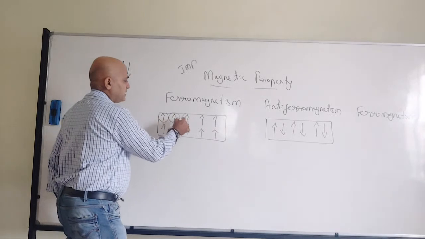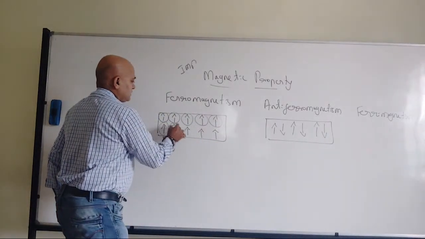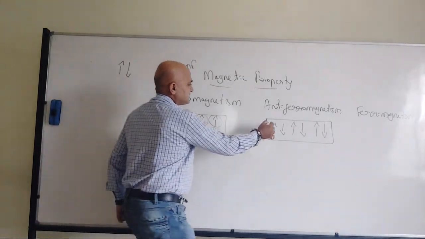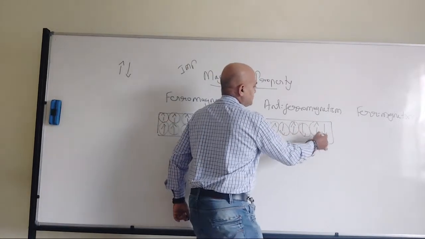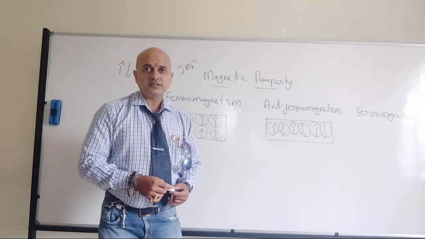So better I will make it as a circle. So that's where, when it comes to antiferromagnetism, they will cancel. Each domain will cancel another domain, like paired electrons.